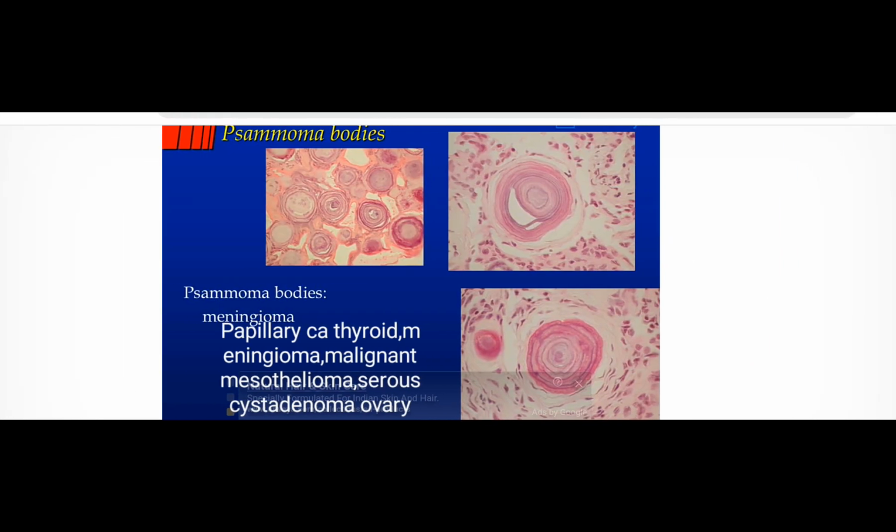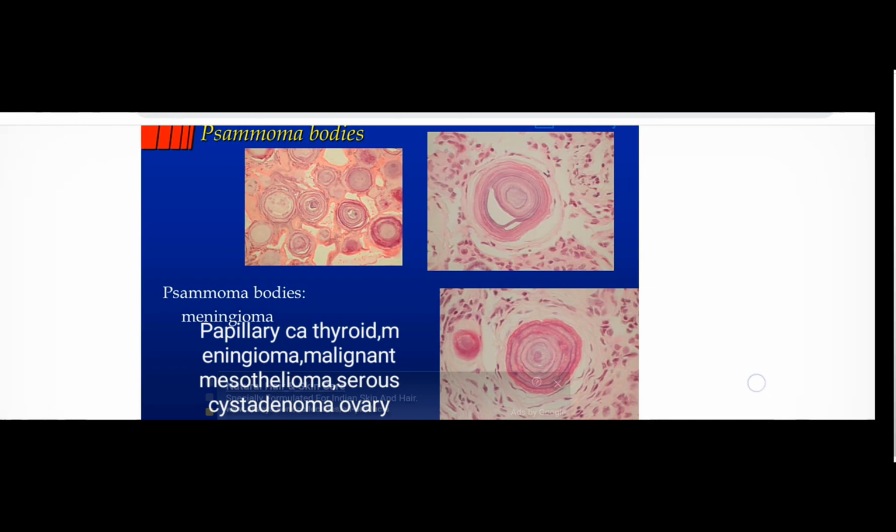Then next we have the psammoma bodies. In the psammoma bodies, basically there will be ring-shaped calcification or hyaline material deposited. It is found in meningioma, papillary carcinoma of thyroid, malignant mesothelioma, and serous cystadenoma. Papillary carcinoma of thyroid, meningioma, mesothelioma, and serous cystadenoma of the ovaries: psammoma bodies.